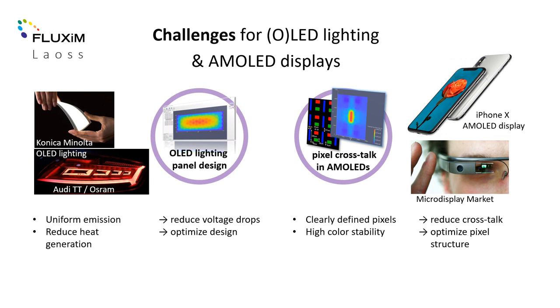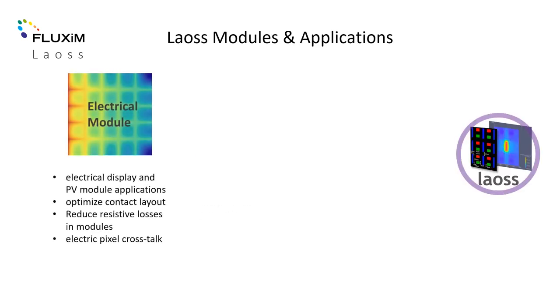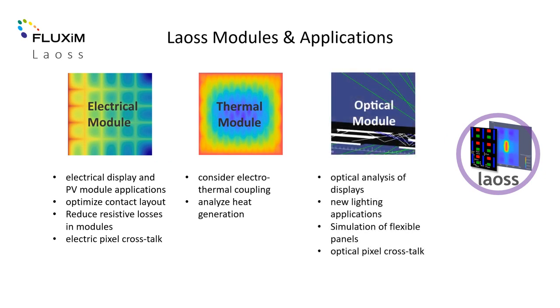In displays, clearly defined colors with good angular stability are key. This is achieved by optimizing the pixel layout, their materials and the structure in between them. Laoss is a simulation software that can address all those challenges. Laoss consists of 3 different modules: electrical, thermal and optical. All of them have their specific fields of application.